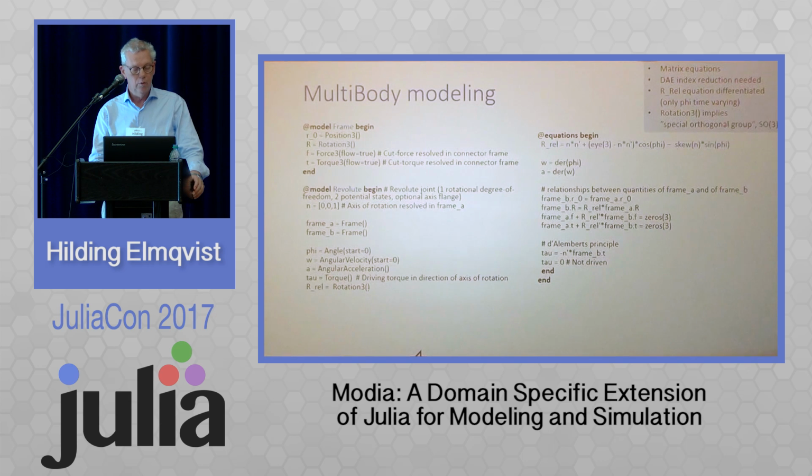I have one example here for a revolute joint, how you would model that. So you see the equations of this form. So it's matrix and vector equations that are input. And also there are special techniques needed to handle DAEs. So there is something called DAE index, and you need to make a reduction of that before you numerically solve the equations. Which means that in this case, this equation here needs to be differentiated versus time.